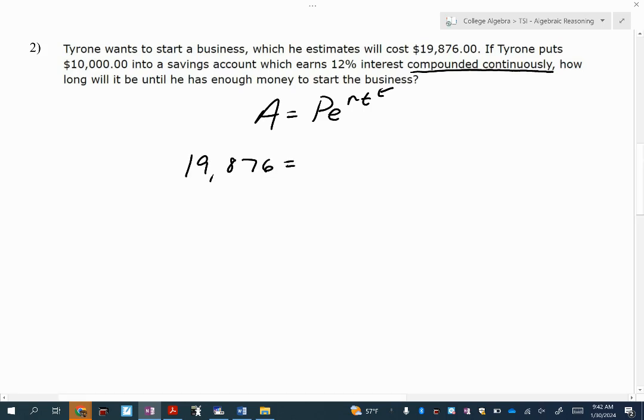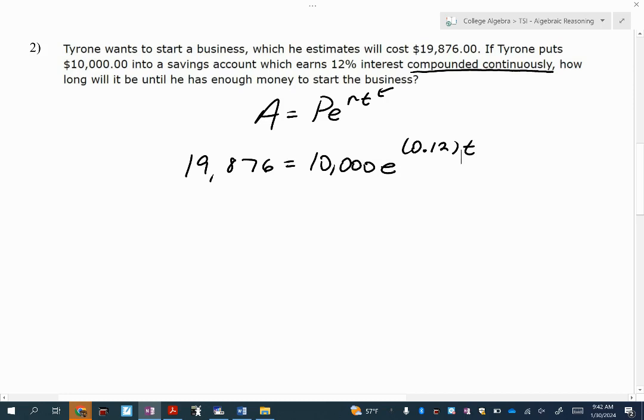19,876. So I'm putting that as my A because that's the amount I want there to be in his account so that he can take it out and start his business. How much money is he investing today? $10,000. And then times E. What is the rate in his account? 0.12. And then times T.